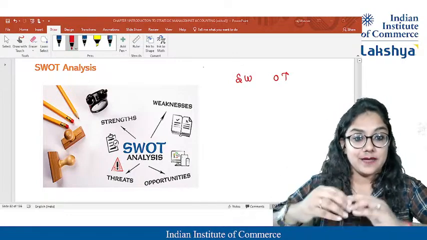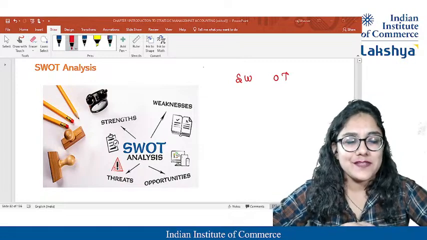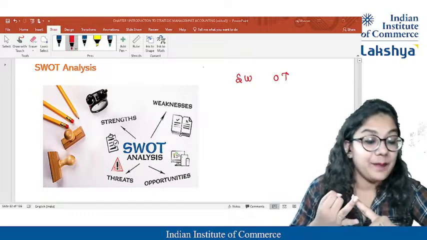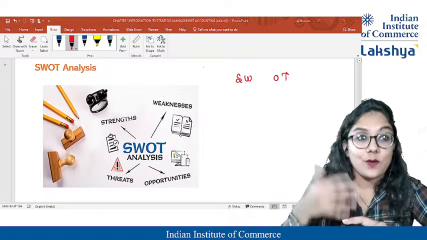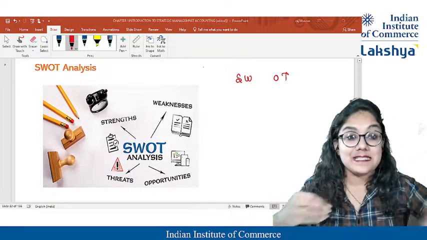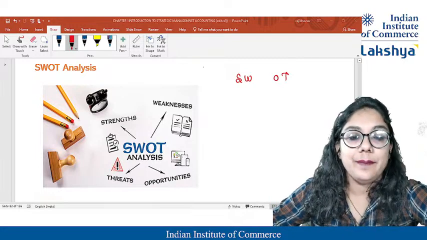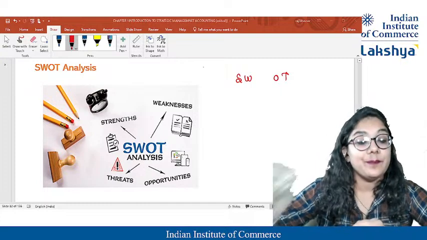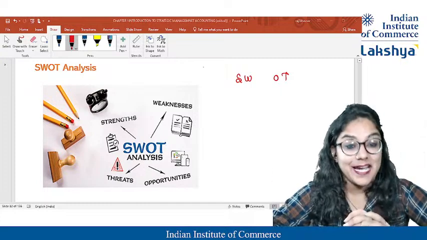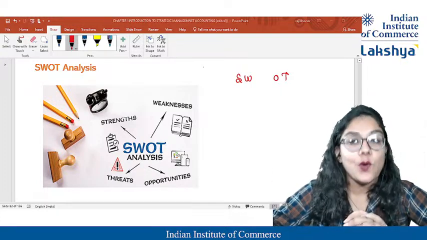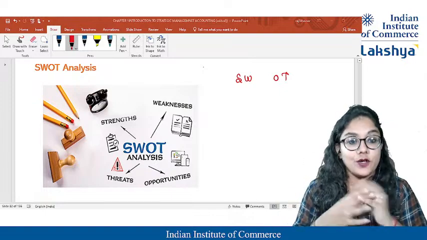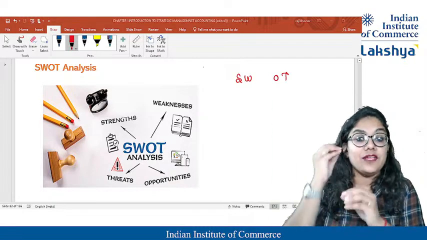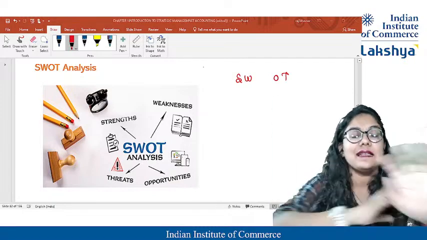For example, if I say iPhone, its strength is the unique feature, the brand recognition, the way people love it. If a company has strengths, definitely they'll have certain weaknesses also. The biggest weakness is their price, their high cost, so not all people can afford it. But that is something normal.